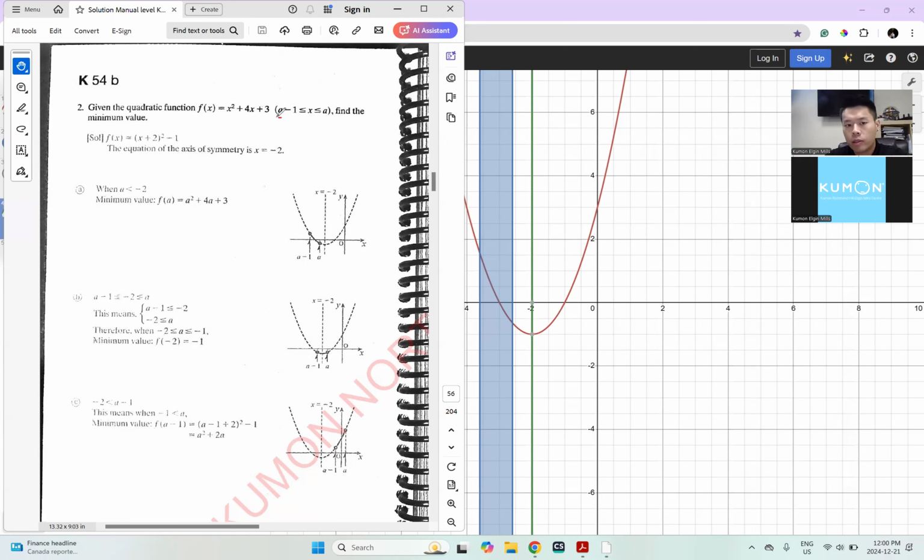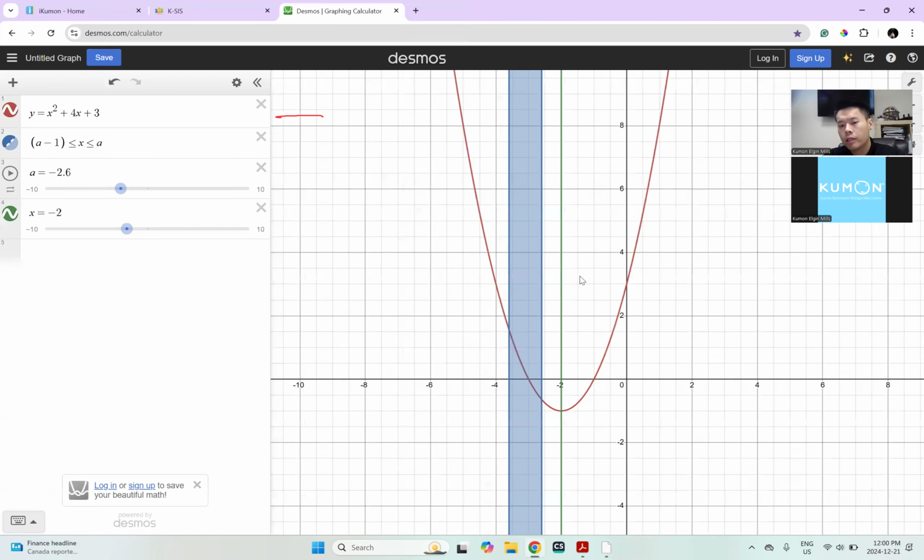And we know that this is called a domain, right? The domain is in between a minus 1 and a. Because we do not know what a's value is, we have to analyze a from the left to the right. When you look at the graph, the left and right are defined by the vertex, in this case the line of symmetry, which is x equals -2.